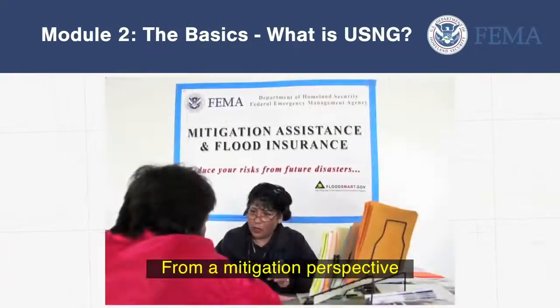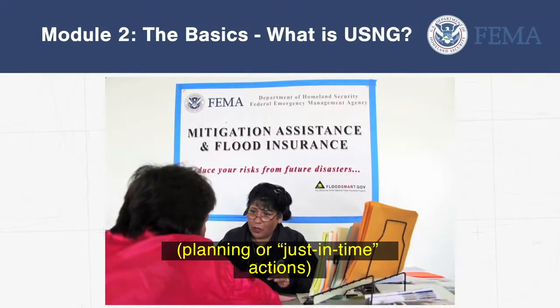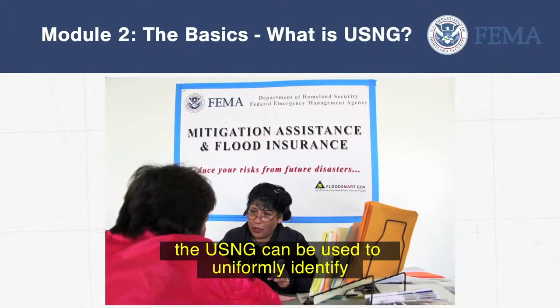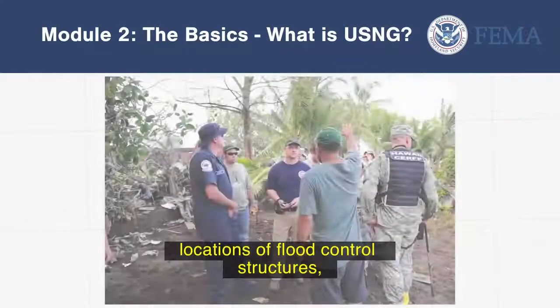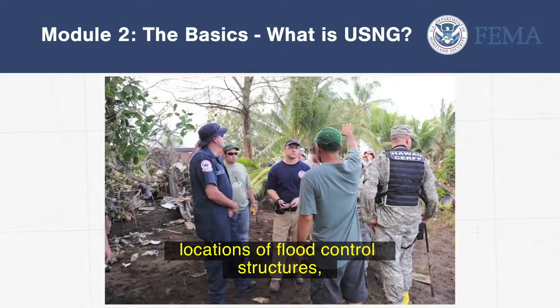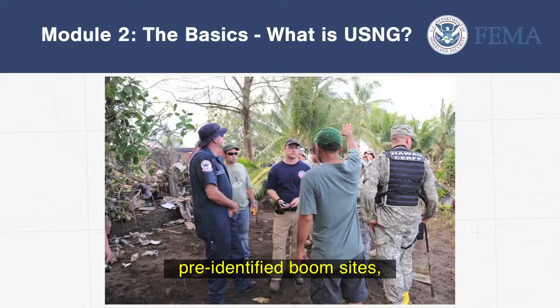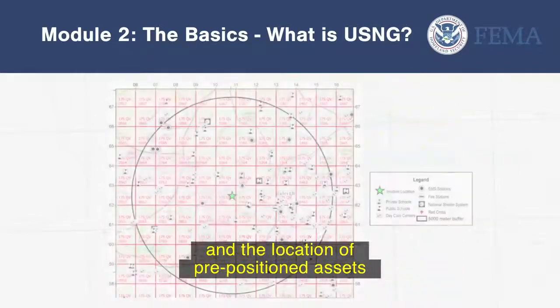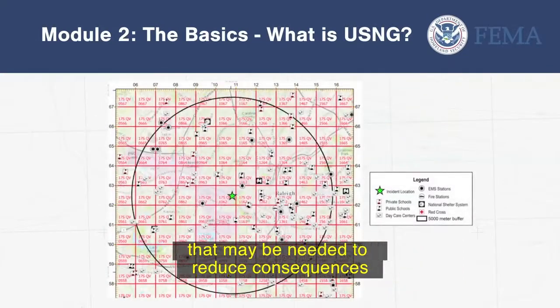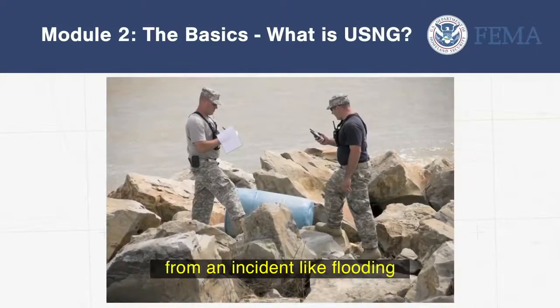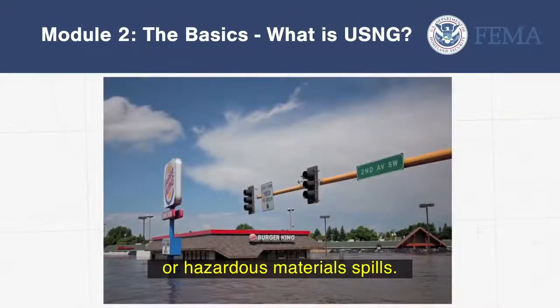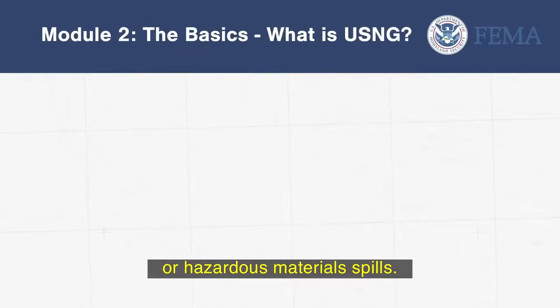From a mitigation perspective, planning or just-in-time actions, the USNG can be used to uniformly identify locations of flood control structures, shut-off valves, pre-identified boom sites, and the location of pre-positioned assets that may be needed to reduce consequences from an incident like flooding or hazardous material spills.